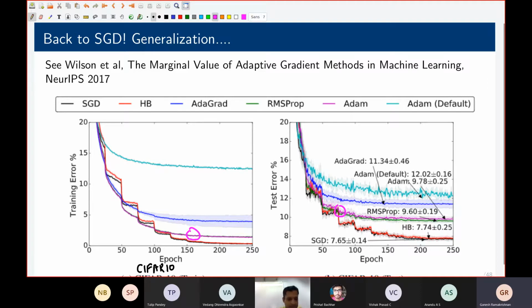Okay, so look at this. Right, this is training error. This is test error. Okay, so training error has got reduced significantly, but look at the gap here. There are 2 points we are trying to bring up.